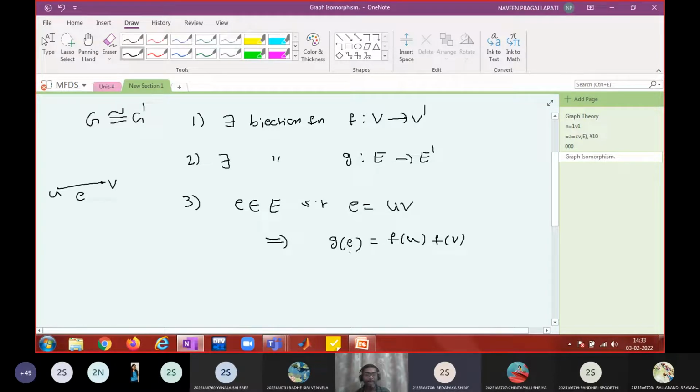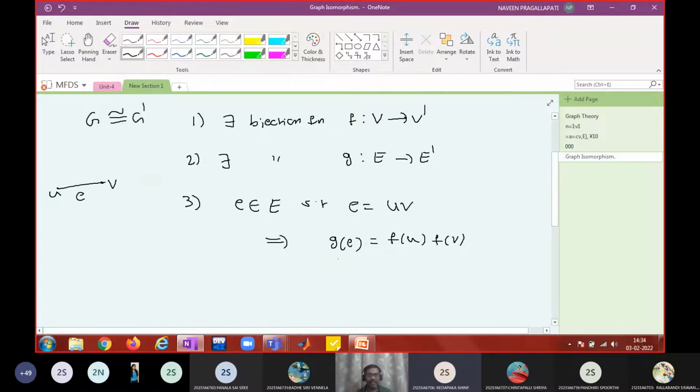G of E. Okay, so whenever an edge is incident with U and V, its image should also be incident with the corresponding images of the adjacent vertices. Is that okay?